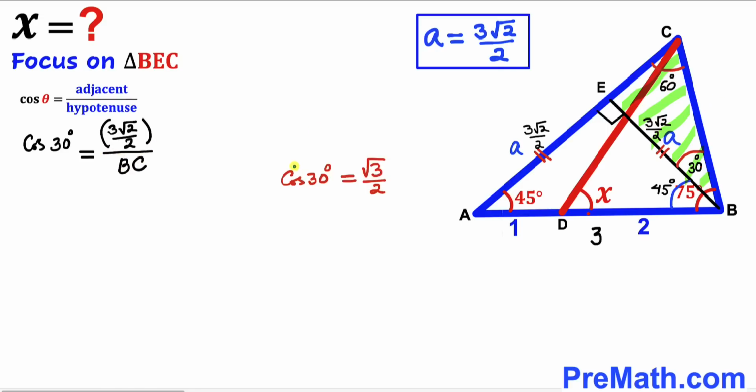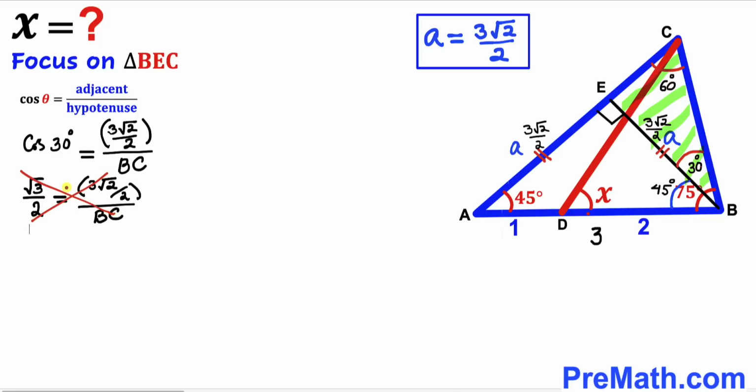And now we know that cosine of 30 degrees is square root of 3 divided by 2. So therefore, I'm going to replace this cosine of 30 degrees with this value, square root of 3 divided by 2. And now we are going to cross multiply. So therefore, we can write square root of 3 times BC length is going to be equal to 2 times this whole thing, 3 times square root of 2 divided by 2.